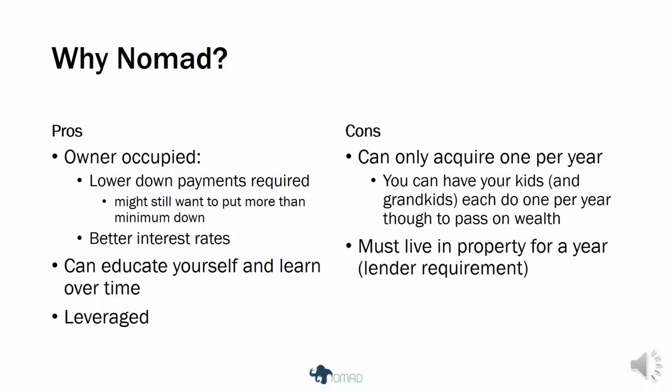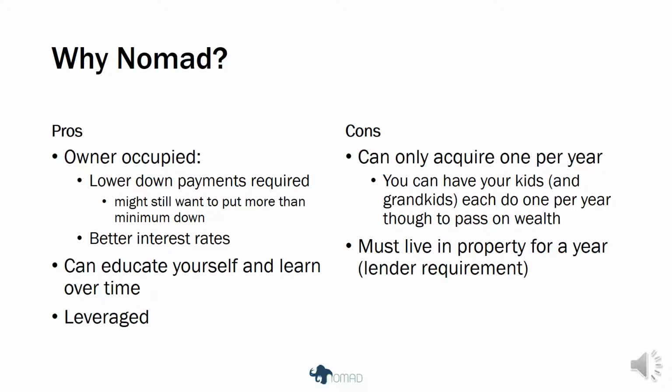Well, one of the downsides is because you have to move into the property and live there for a year, you can only acquire 1 property per year. Now, if you've got kids, which I do, and you're going to have them do Nomad, you could do 1 per year for each child. So your children, once they're ready to start moving into houses, can actually buy a house and move into that house, and you can pass on your wealth to them through that. And the downside is you have to live in the property for a year.